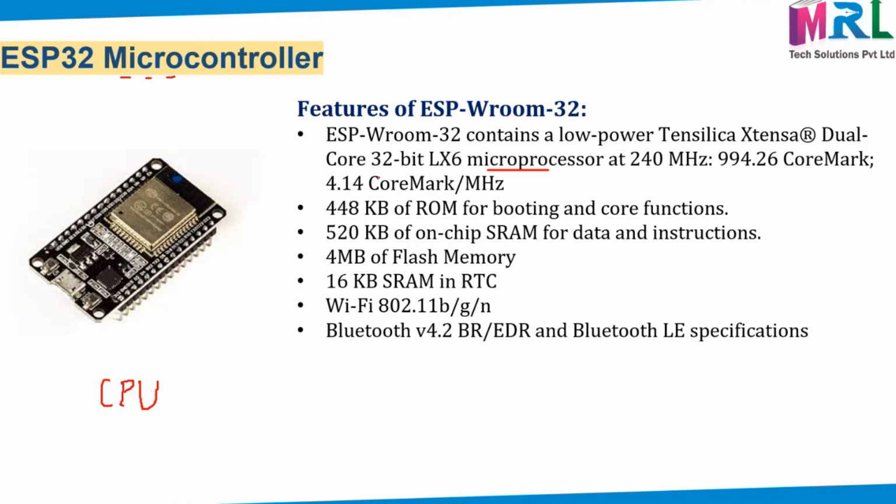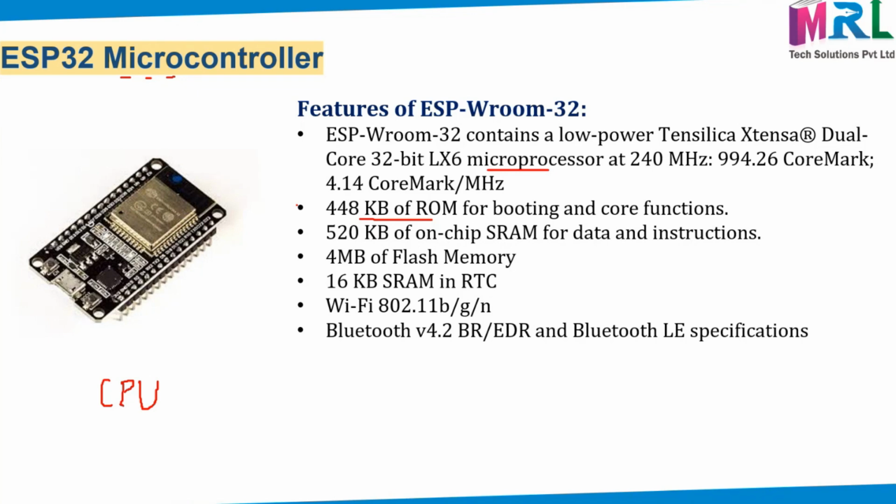Your microcontroller has everything. Your microcontroller has a microprocessor in it. And then you'll make a note of it: this ESP32 has 448 KB of ROM. K means kilobyte, kilobyte of ROM. ROM means read only memory. Read only memory means you cannot change the memory.